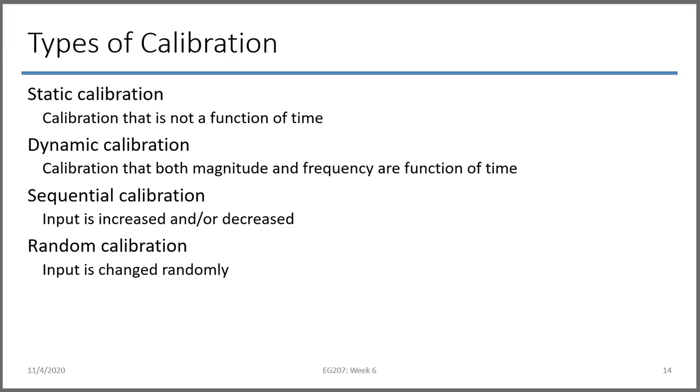And then we're going to talk about sequential calibration. So this is when we march through our known calibration inputs in one direction, either up or down. And then a random calibration is when we may want to calibrate some instrument over a certain range, and we're going to input all over that range randomly so that we reduce the effects of any types of hysteresis that we might see. And I think we'll talk about hysteresis in the next video.